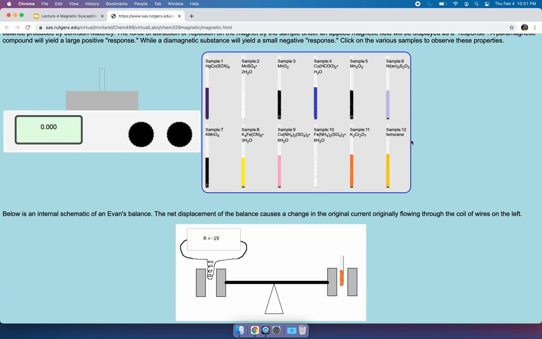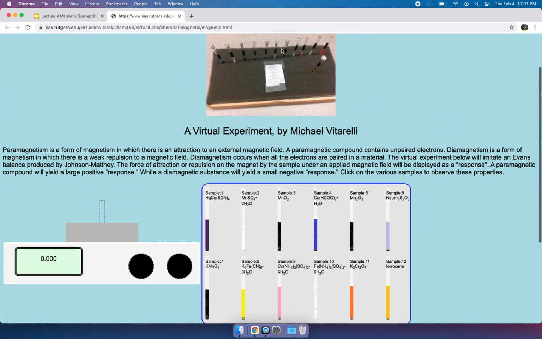What we do is we would take each of these samples, tare the balance to get it to about 0, put each sample in the magnetic susceptibility balance, and record the response. Let's just try this first one. We put it in there, and we get a response of 1,254. Great. Let's go randomly to this one. Oh, this one gave me a negative value, negative 19.